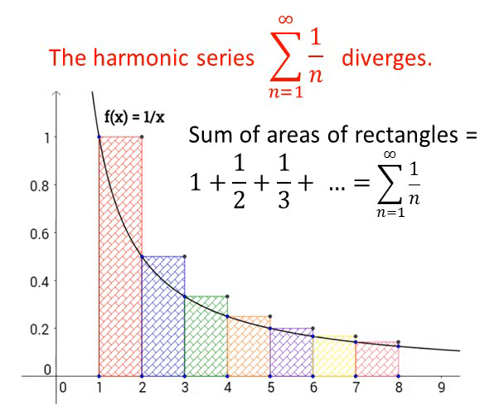From our lesson on improper integrals, we've already shown that the integral from 1 to infinity of dx over x diverges because it's of the form 1 over x to the p with p less than or equal to 1. So the sum of the areas of the rectangles is greater than the area under the curve, which is infinite. Thus, the sum of the areas of the rectangles must also be infinite.